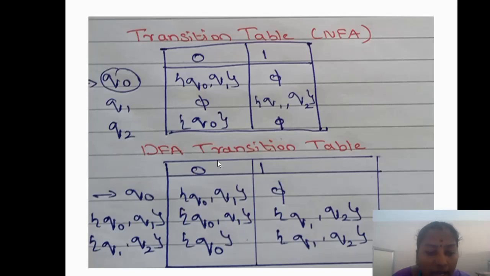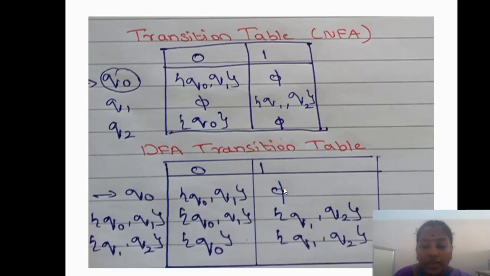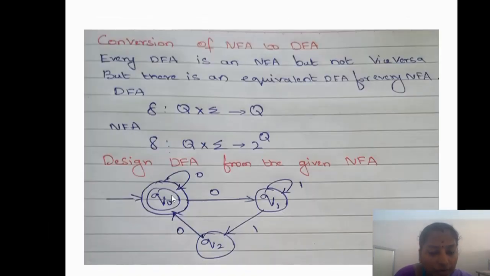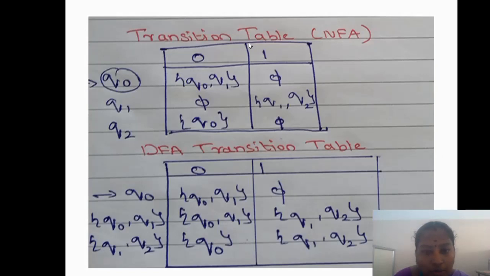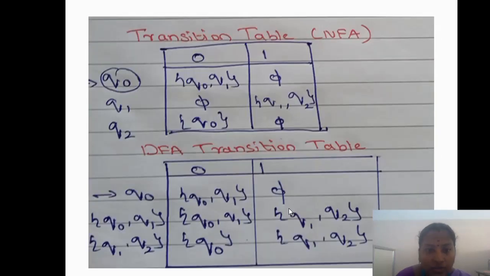So from the initial state Q0, if the input is 0, it goes to Q0 itself. If it is 1, there is no transition, so it is represented as phi. The next state is Q1. If it is 0, there is no transition, and if it is 1, it goes to Q1 itself.